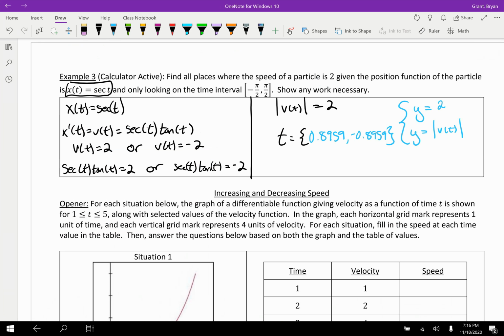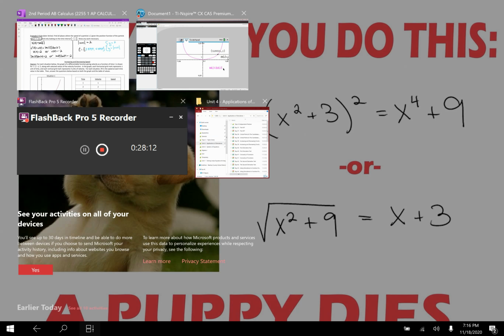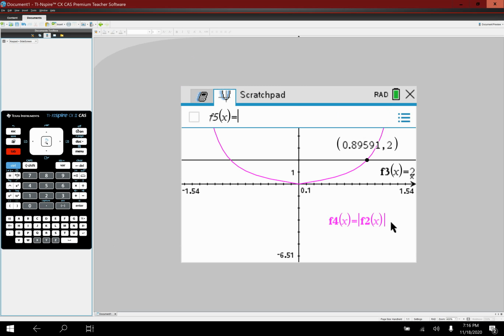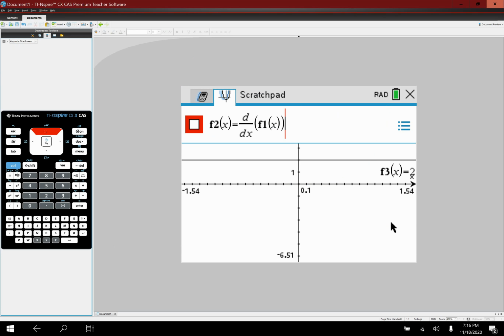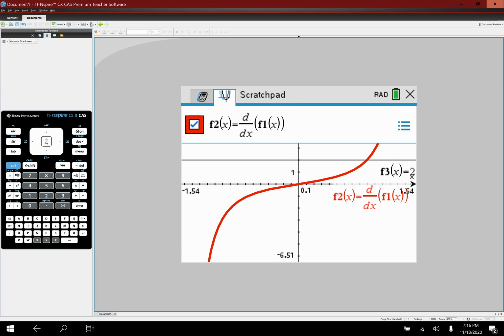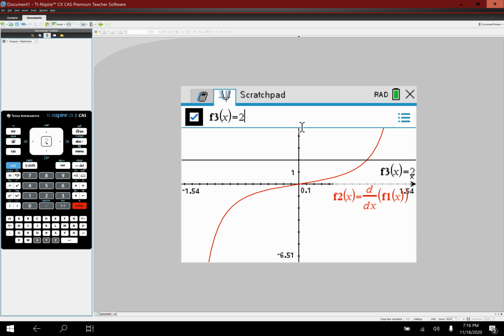Now, if you didn't remember the absolute value part, could you have still done this problem? Certainly, right? I'm going to show you one more way to do it by getting rid of this one and turning back on f2 of x, hitting enter. There we go. Now, you'll notice that they only intersect in one spot. So you're only going to find that positive value.